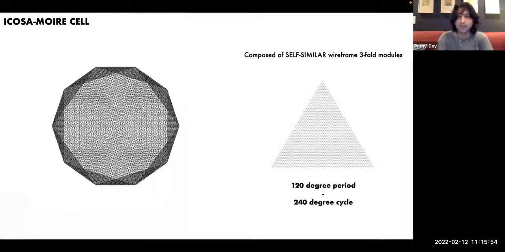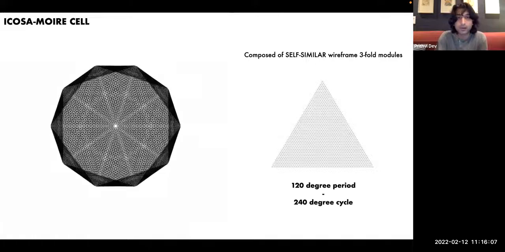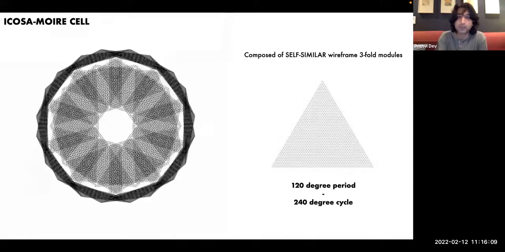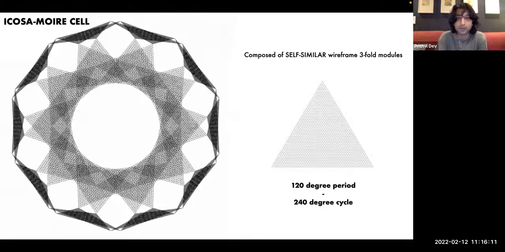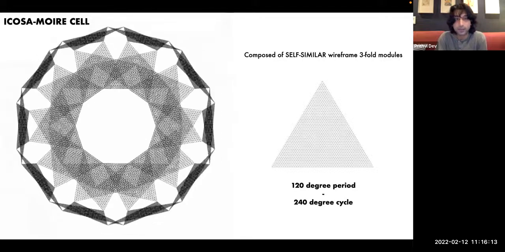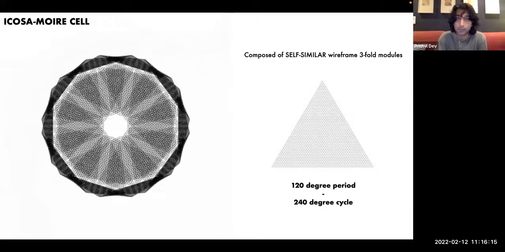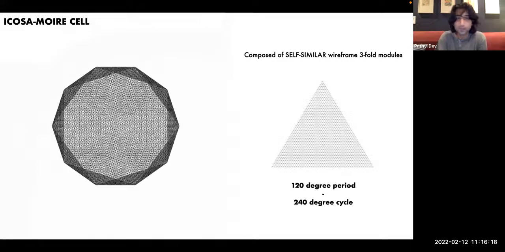And of course, with the icosahedron, I'm not sure exactly which Moire to use, because it expands with pentagonal gaps. But here is the icosahedron expanding with wireframe equilateral triangles, and this would mimic the physical structure with a 120-degree period and a 240-degree cycle.